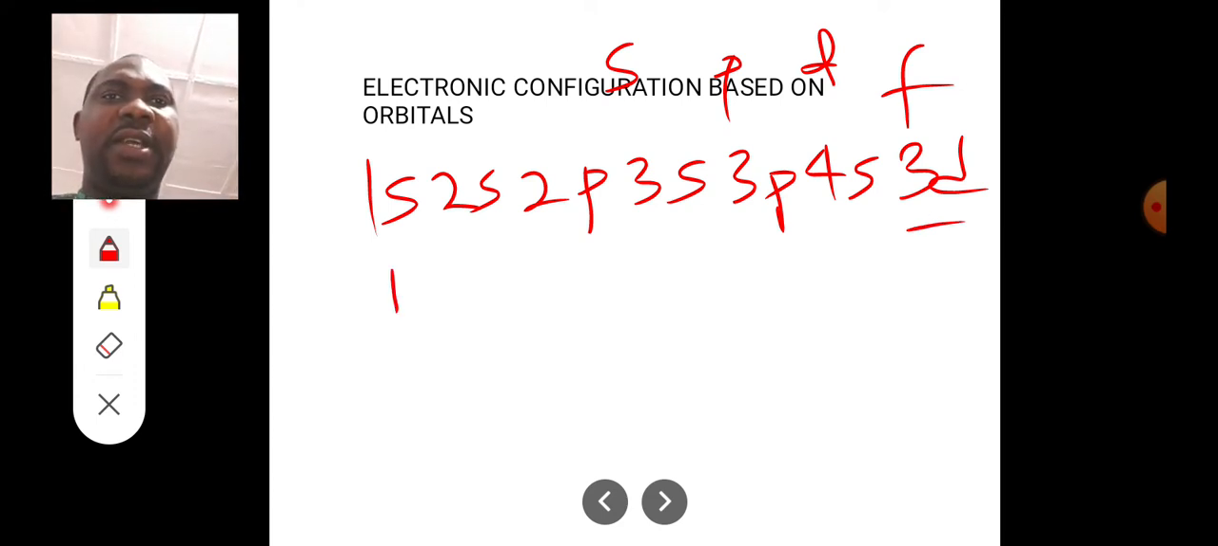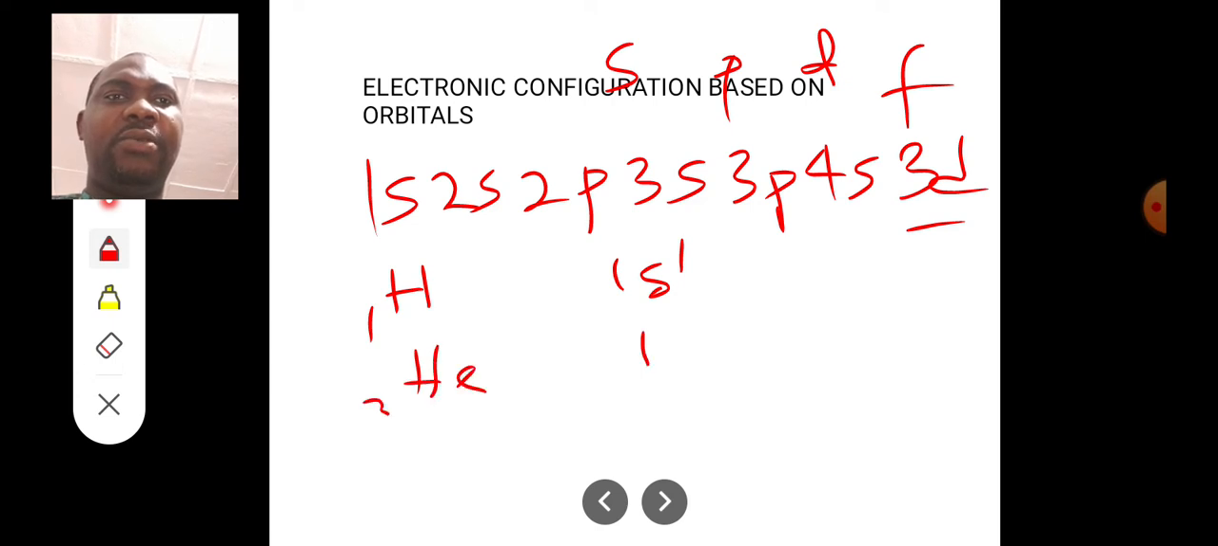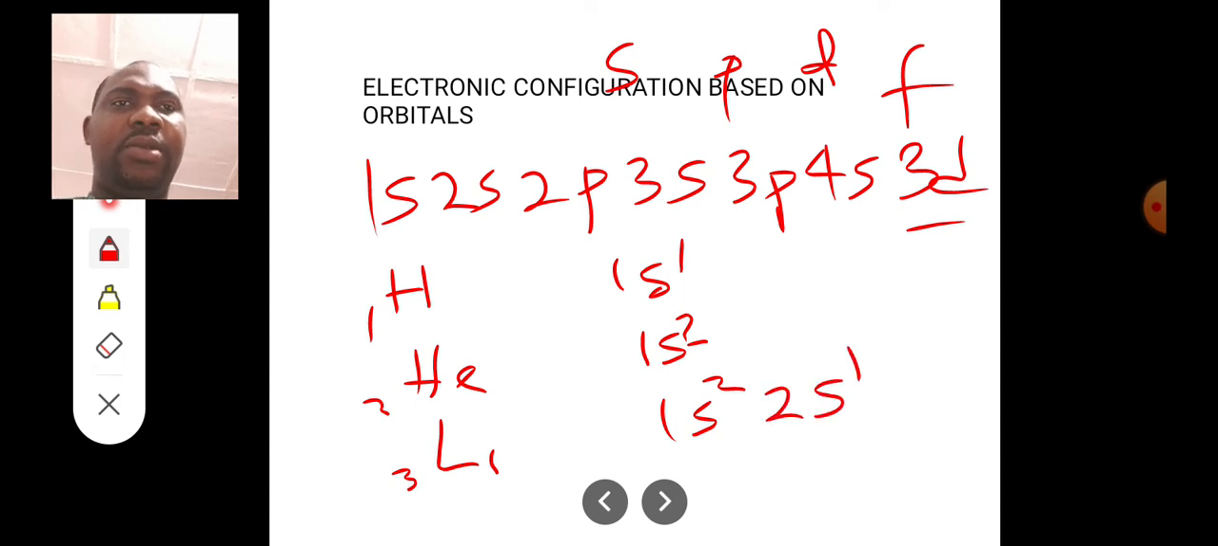If I want to write the configuration of hydrogen, this is just 1s1 because there is only one electron. Helium will be 1s2 because there are only 2 electrons. But for lithium, it will be 1s2, then 2s1, because you should note that the s orbital cannot take more than 2 electrons. P orbitals cannot take more than 6 electrons. D orbitals cannot take more than 10. So please note that s cannot take more than 2, p cannot take more than 6, and d cannot take more than 10.